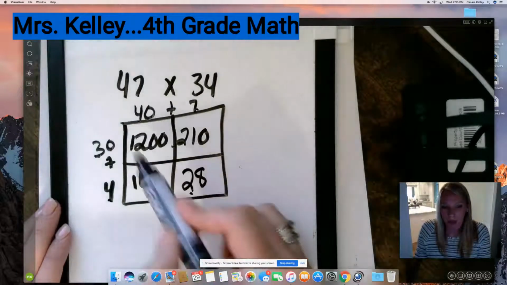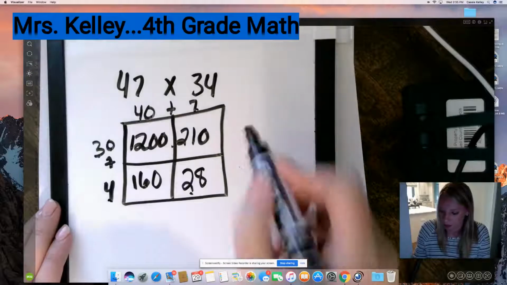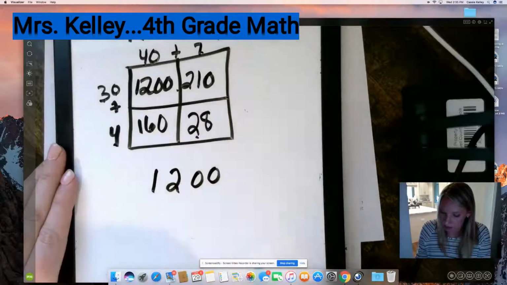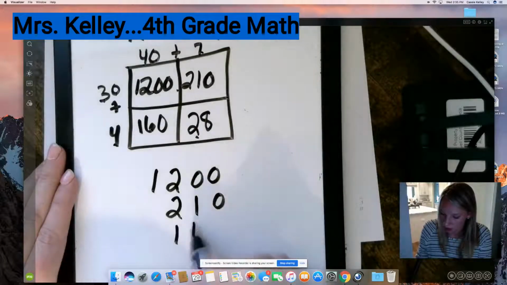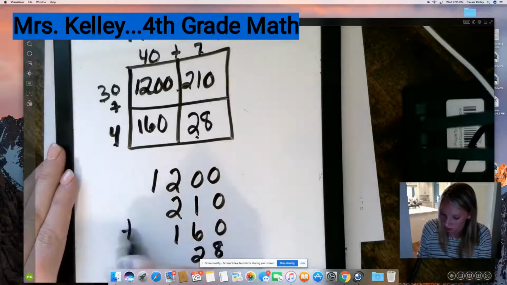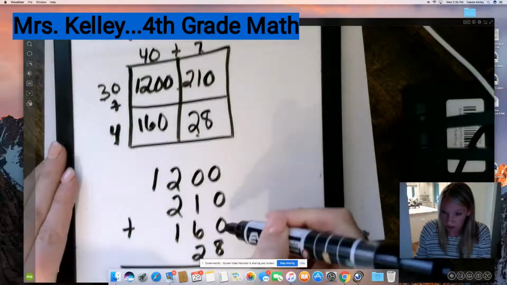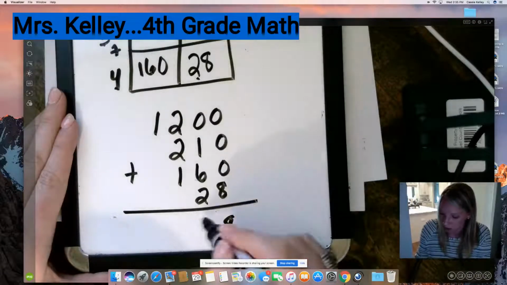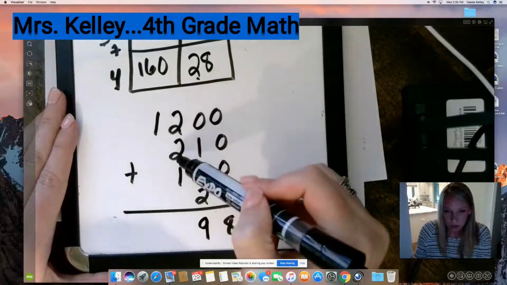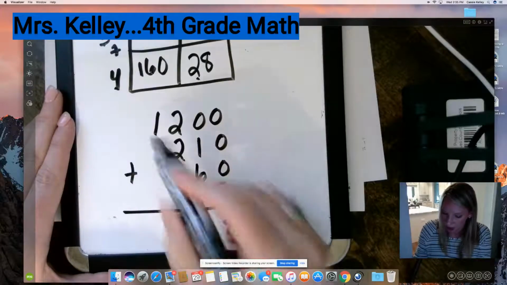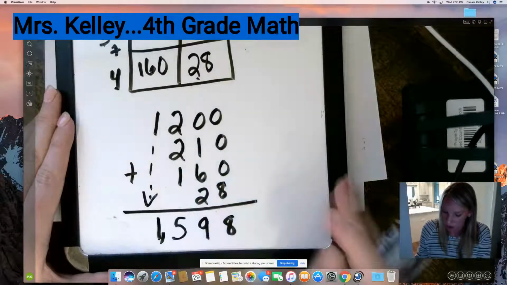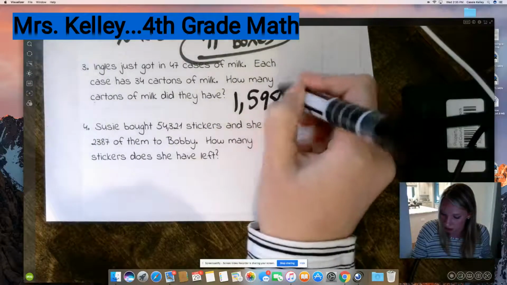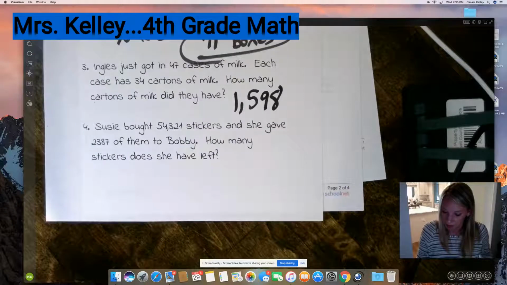Now, with my partial products here in the center, I'm going to add them up. So I'm going to add 1,200, 210, 160, and 28. 0 plus 0 plus 0 plus 8 is 8. 1 plus 6 is 7. 7 plus 2 is 9. 2 plus 2 is 4. 4 plus 1 is 5. And then I bring this 1 all the way down. So my answer is 1,598. Okay? That's a lot of cartons of milk.